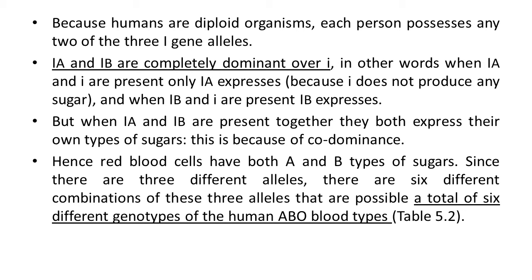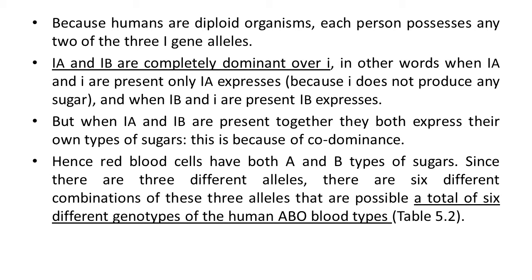Human beings are diploid organisms, as you know very well, 2n in nature, and each person possesses any two of the three I gene alleles. So it is impossible for all three alleles of the I gene to be present in a cell at a time. In a diploid person, two alleles of the I gene are present at a time. Capital IA and capital IB are completely dominant over small i.